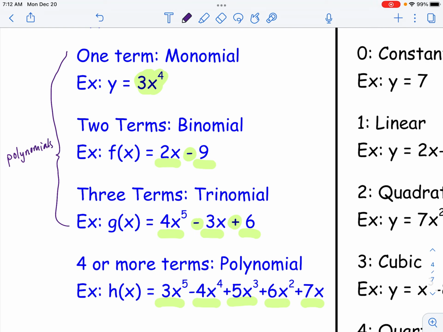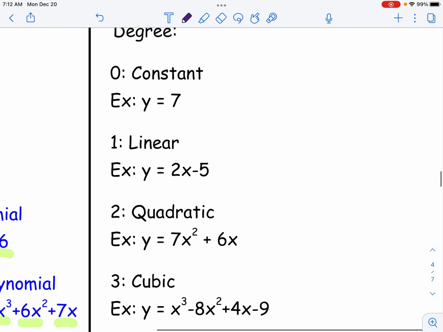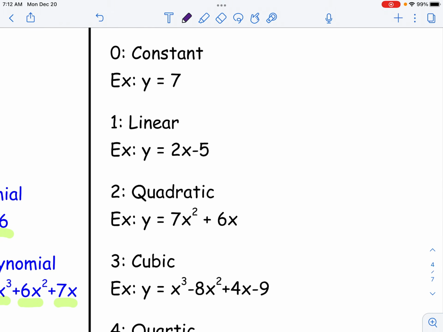But we have specific names for those that we use, but they're all still also under the polynomial umbrella. So that's naming them by number of terms. Over here, we name them by degree, which means the exponent on x. So if there is no x, we call that a constant. In this case, it's just y equals 7. You could use any number. It could be a fraction, a decimal, a whole number, whatever. If there's no x, that's called a constant term.